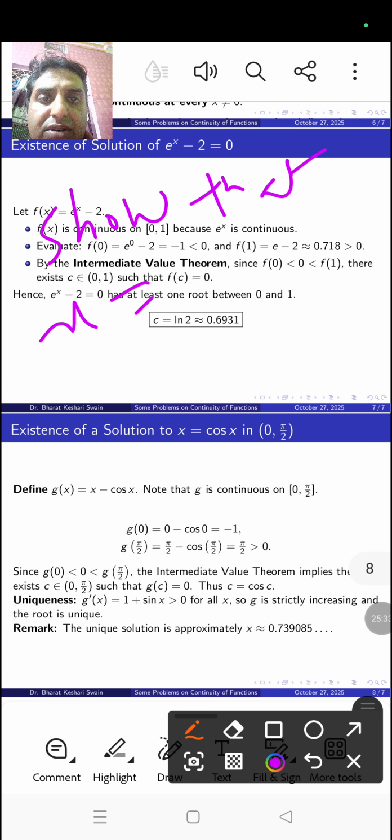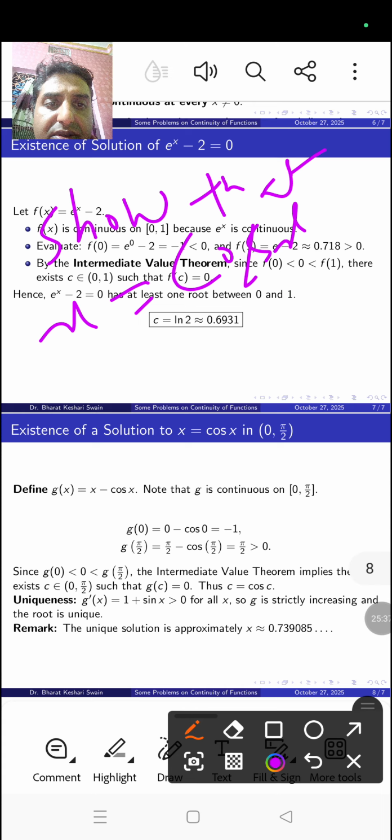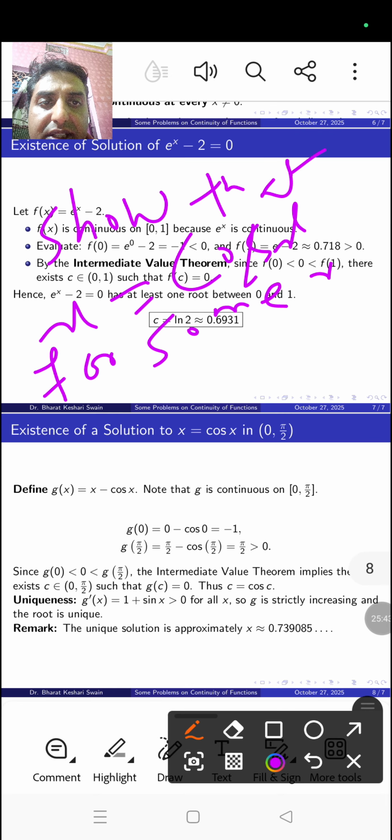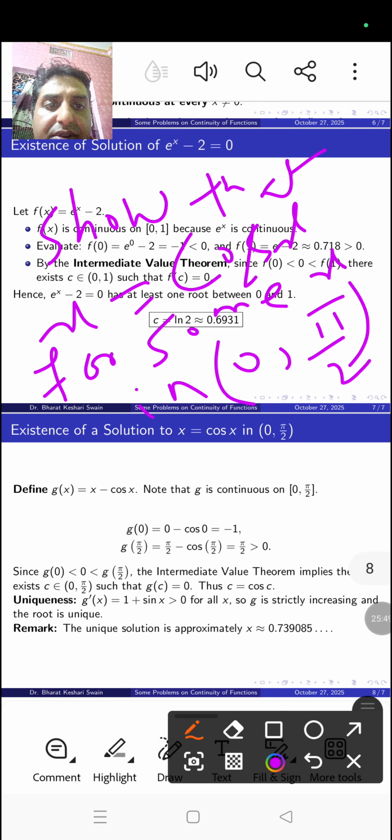Show that x is equal to cos x for some x in 0 to pi by 2. So this is what we have to prove. We have to show that x equals cos x.